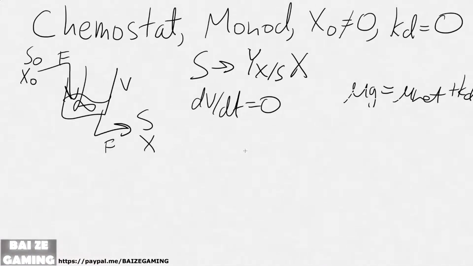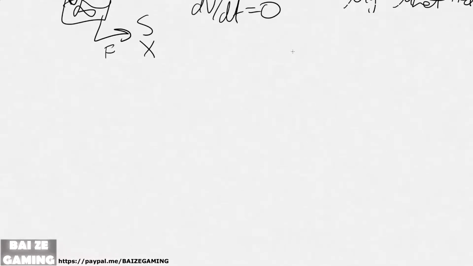Okay, so what if now we do a chemostat with the Monod equation? KD is still 0, but what if the inlet has x in it, so x is not equal to 0? You'll see that it actually makes everything a little bit more complicated, because now UG and UNet are not really going to be D. Before it was D, but now it's not. Again, we just work with the formulas, and you'll see that it's not too bad.